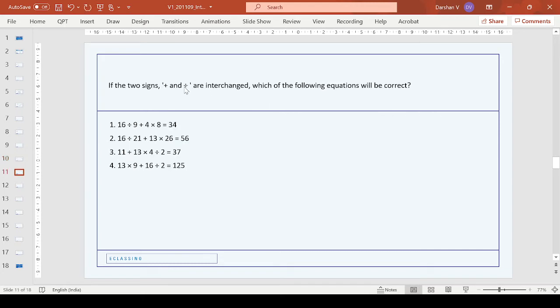Again, this is a question where the signs are interchanged. So we'll have to do this for each of the equations, which will take time. So I'll come back to this later.